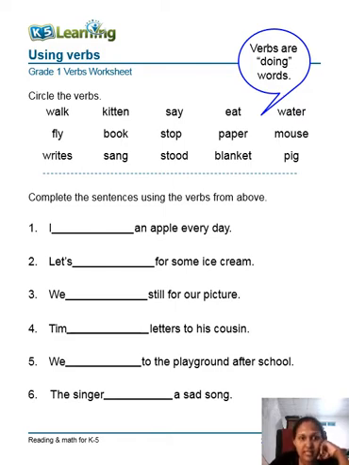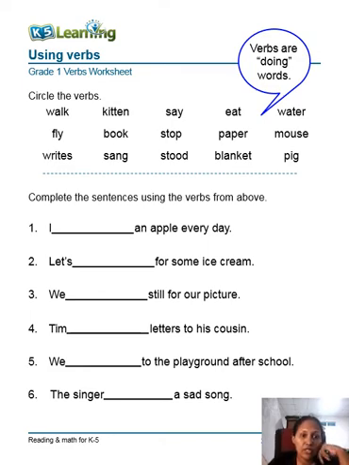Say is a doing word. Can circle. Stop, yes. Stood, yes, it's a verb. And eat, yes, eat is also something we do. So we can circle that. Paper, no. Blanket, no. Water, no. Mouse, no. Pig, no. They are all nouns. So what are the words? Walk, fly, write, kitten, sang, say, stop, stood and eat.